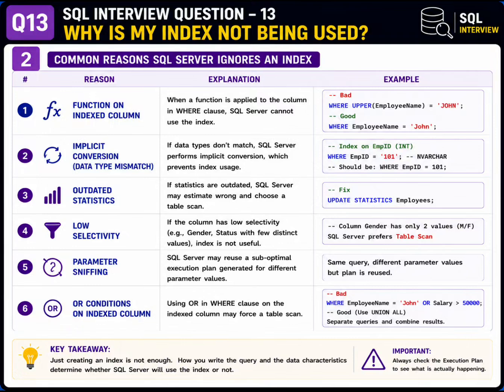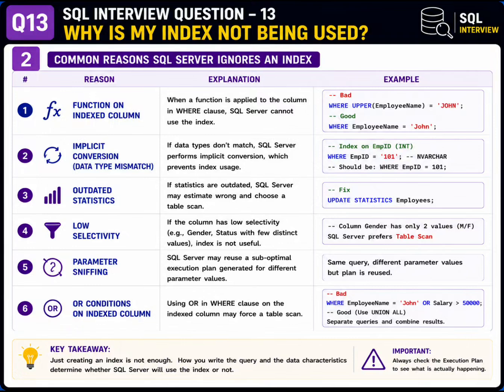Then the second one is implicit conversion. Suppose employee ID is an int column, but we compare it like this, employee ID = '101'. Then here, SQL Server performs an implicit data type conversion. This conversion may prevent the optimizer from using the index. So always compare the same data types.